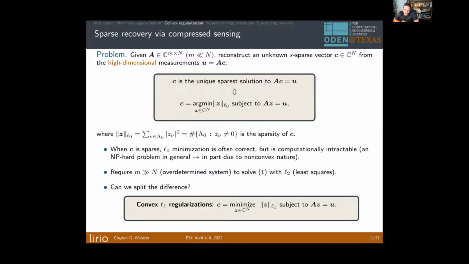So another way to think of L1 is that somehow it's splitting the difference. It's a convex regularization, but splits the difference somehow between L0 and L2. And I'll say a little bit more about that as we go.